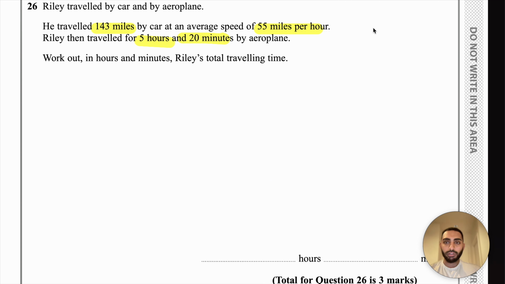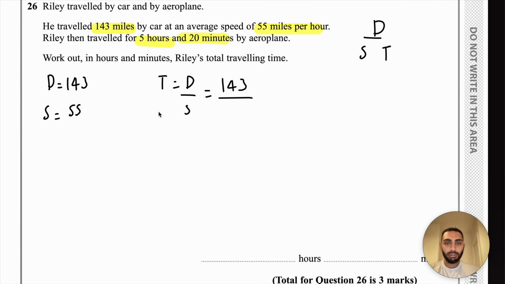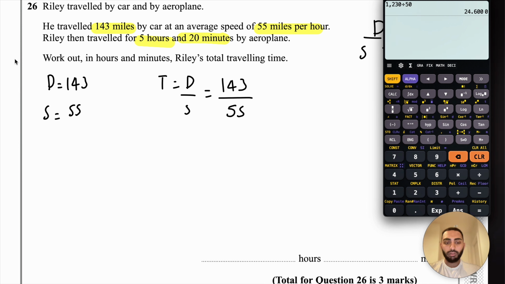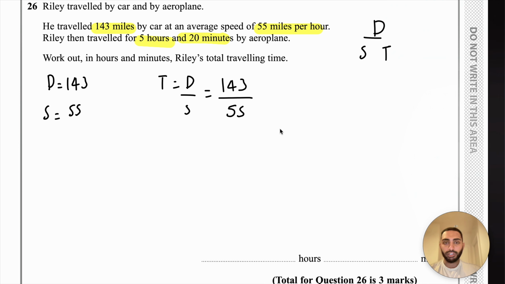The formula that we're going to be using here, the formula triangle, would be distance, speed and time. And here we have the distance, which is 143, and we have the speed, which is 55. So we're trying to find the time. The time here is going to be equal to the distance divided by the speed. Distance is 143 divided by 55. Type that in, 143 over 55, which is 2.6.